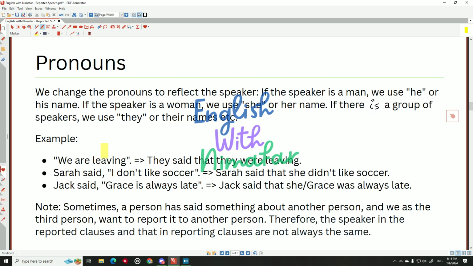For example, we are leaving. Okay, who are leaving? We. Okay, now imagine I'm looking at this topic from another point of view. So I see a group of people who are leaving. So they said that they were leaving. We go one tense back. Are, were. Is, was.